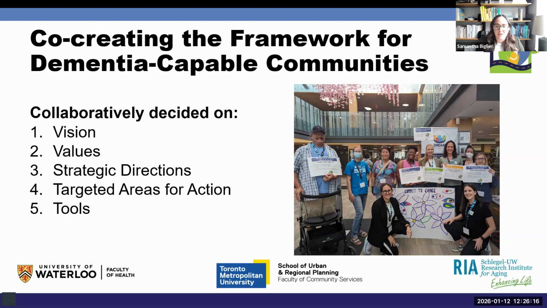We thought through targeted areas of action, from how we interact with our neighbors and other community members, the programs people may attend, be it a day program, a rec program, or a hobby program, the places people may visit, like libraries and stores and banks, how people get around by car, by transit, as well as how the community is designed, so parks and streets and wayfinding, for instance. And then in a room of over 40 partners, we collaboratively decided on these items: a vision, values, strategic directions, targeted areas for action, and tools.